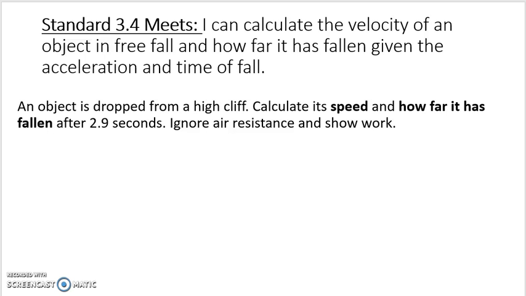Standard 3.4 meets. I can calculate the velocity of an object in free fall and how far it has fallen given the acceleration and time of fall. The first thing that we need to know is that for free fall we have two separate equations that we can use. The first one, d is equal to 1/2 at squared. The second, vf equals vi plus at.